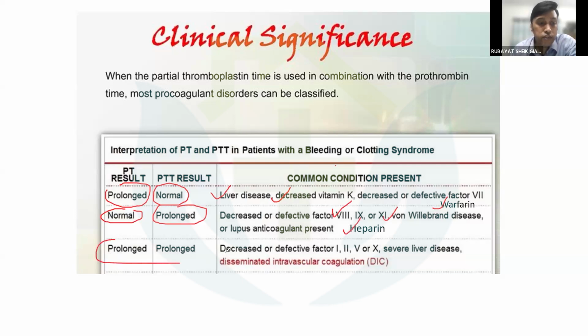If both are prolonged, very important, DIC. We'll be going through that a little later. Disseminated intravascular coagulation: both PT and APTT will be prolonged. Okay, so keep this in mind as we go forward.